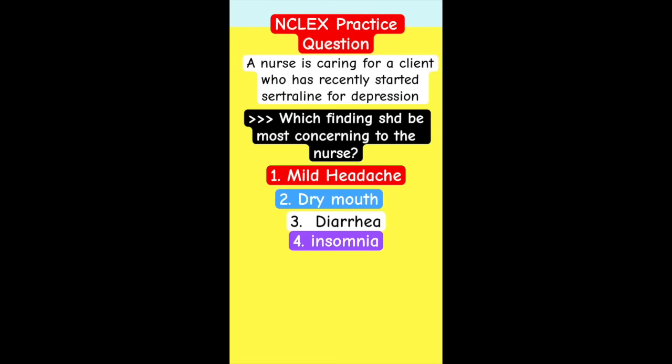A nurse is caring for a client who has recently started Sertraline for depression. Which findings should be most concerning to the nurse? Prioritization, right? Most. Mild headache, dry mouth, diarrhea, and insomnia. If you're taking care of this patient who recently started an antidepressant, and all of a sudden she's giving you these signs, mild headache, dry mouth, diarrhea, and insomnia, which one of them should you be worried about? Which one is most concerning? That's the key. If you know, you put down your answer in the comment.